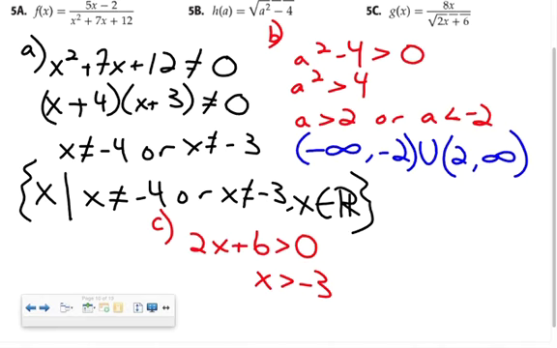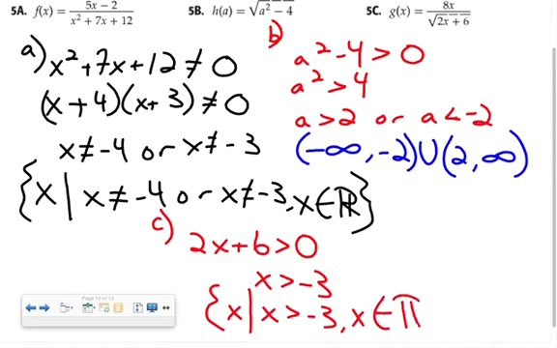So for this one, either kind of notation would make sense, whether you're using set builder notation or interval notation. Myself personally, I'm going to go for set builder notation. My domain is x's such that x is greater than -3 and x is an element of all real numbers.